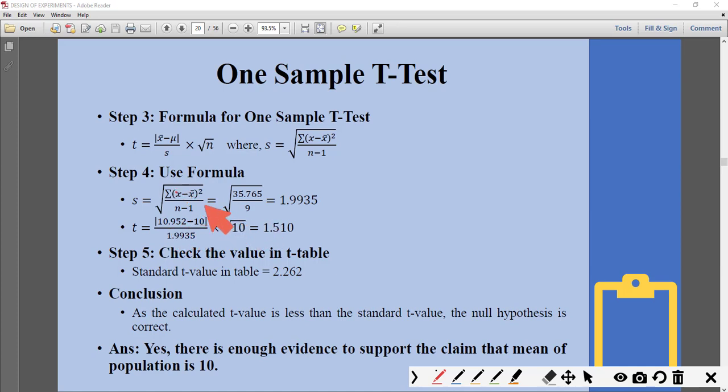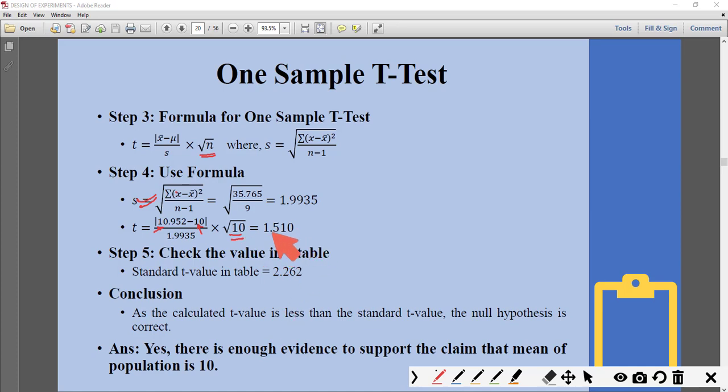Sorry, that is s. Yes, that is correct over here. So this is your x bar which we have put. This is your mu. Mu is given to us: mu is equal to 10. We have to check if the mean is 10, and what is this into square root of n? We have 10 samples, so square root of 10.